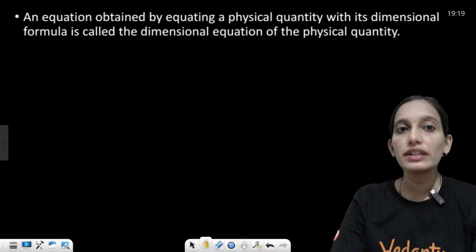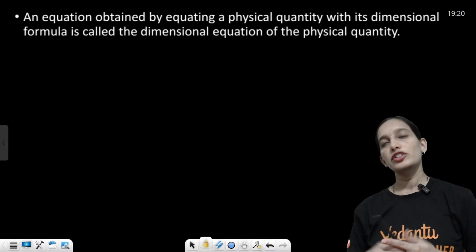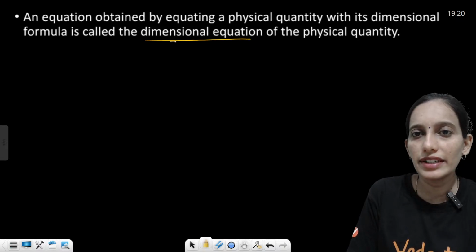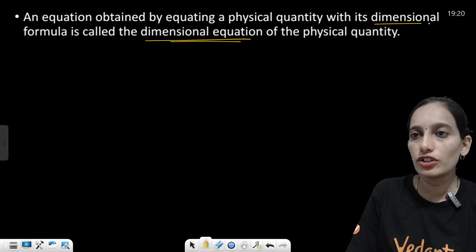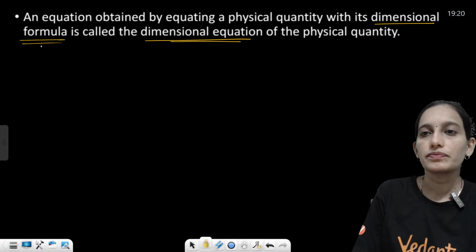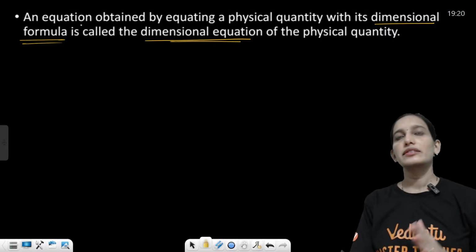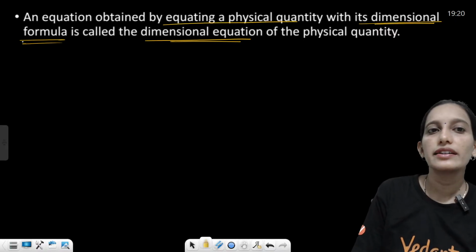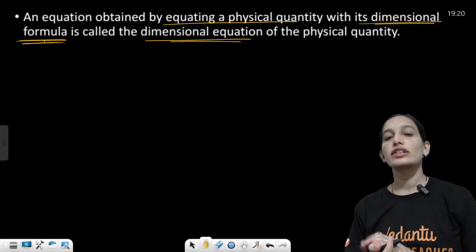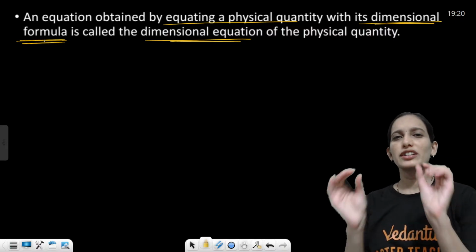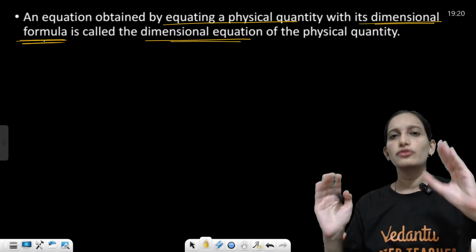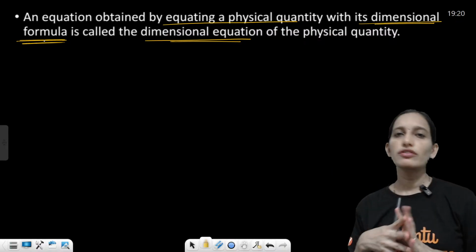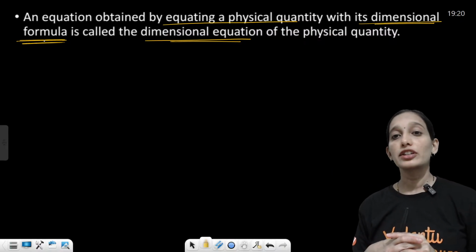But our job is to get the dimensions of the derived quantity. Okay, so in one definition, that is dimensional equation, or dimensional formula. Okay, so it is nothing but equating the physical quantity with their dimensional formula. So that is called as dimensional equation. An equation has an equality symbol. So we are equating the physical quantity to its dimensional formula. That is what we call dimensional equation.